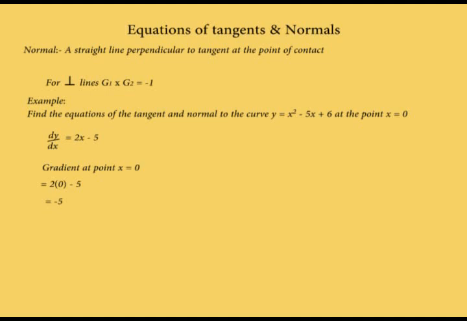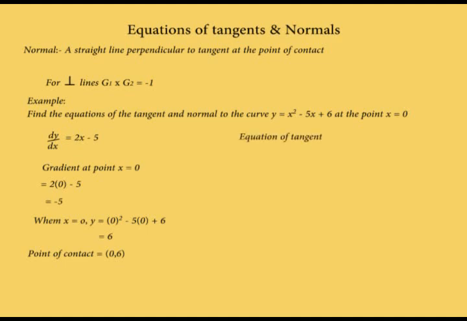Now we know the x coordinate is 0. So we need to find the corresponding value of y at that point where x is 0 using the equation of the curve y is equal to x squared minus 5x plus 6. We substitute 0 for x, so we shall have y is equal to 0 squared minus 5 times 0 plus 6, and y is 6. So the point of contact is 0, 6.